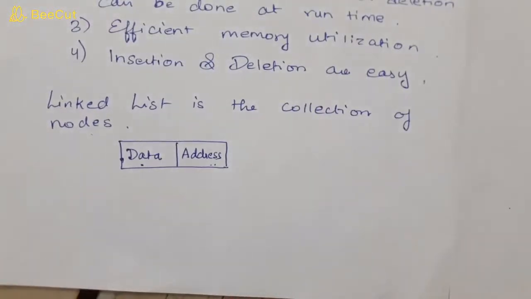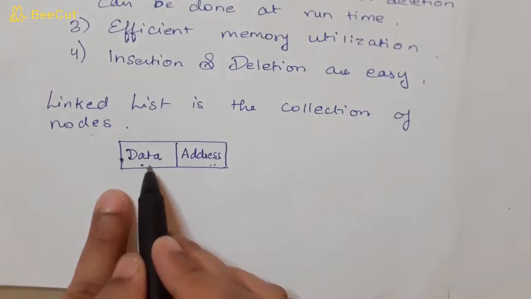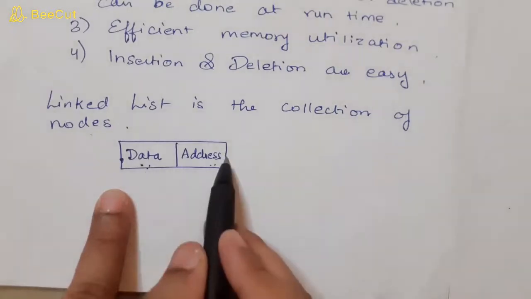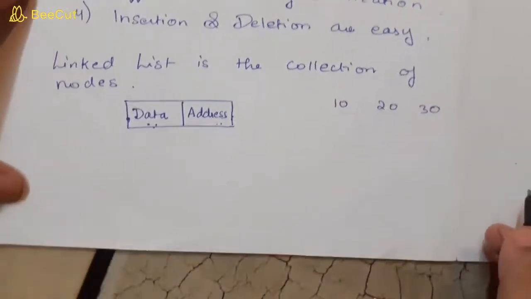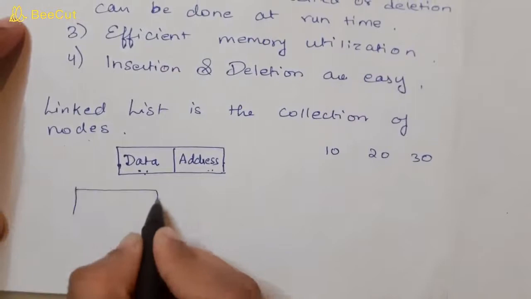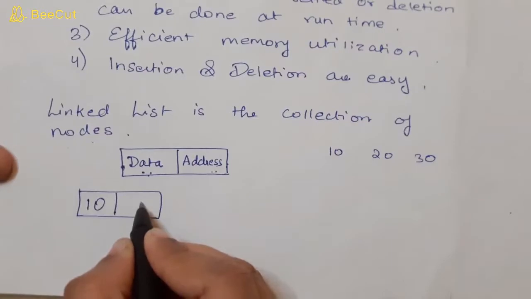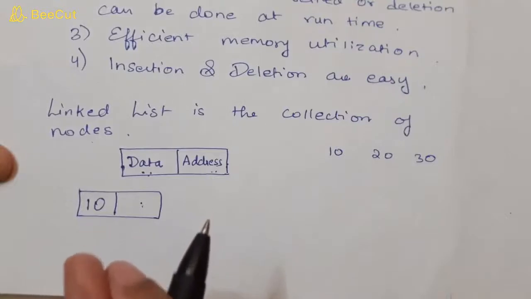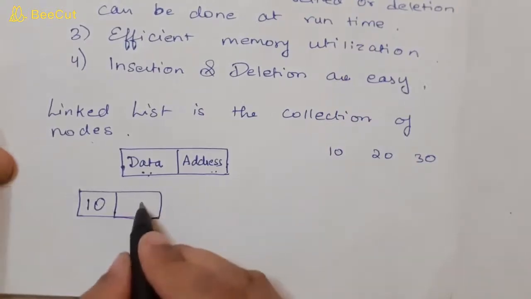So linked list is going to contain elements in the form of nodes, where each node will be represented in this form. The first part of this node will store data. The second part of this node will store address. Now suppose you want to store 10, 20, 30. How will a linked list be created? It will be like this. The first node is containing 10. The address field of this node will be a pointer. A pointer is a variable which stores the address of any other variable. So this field is going to store the address of the next element.